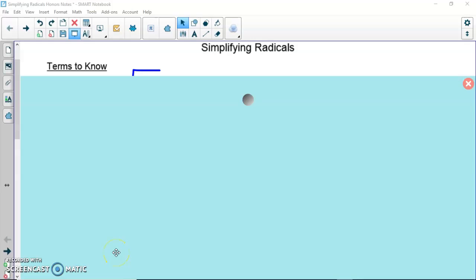Hello everyone. Today we're going to look at simplifying radicals and just some of the basics. I'm pretty sure you've done simplifying radicals in the past, so therefore this first part should be a review for you.